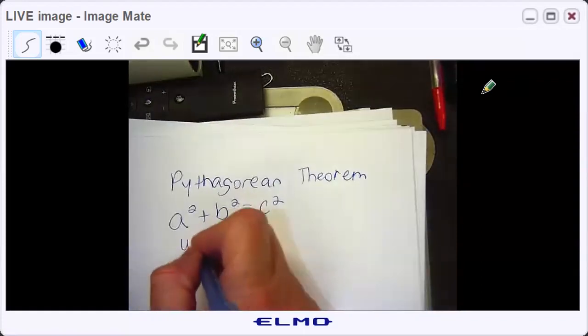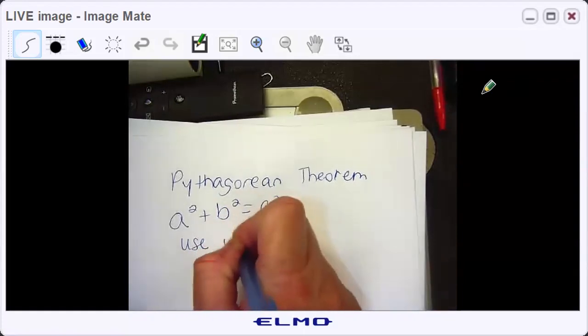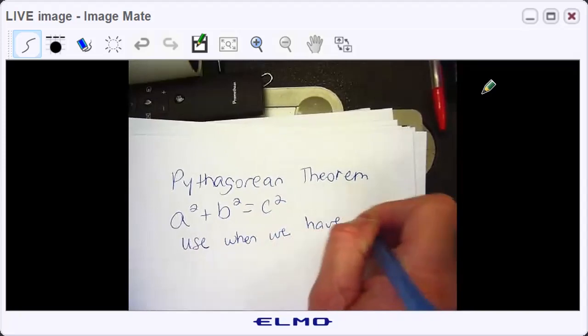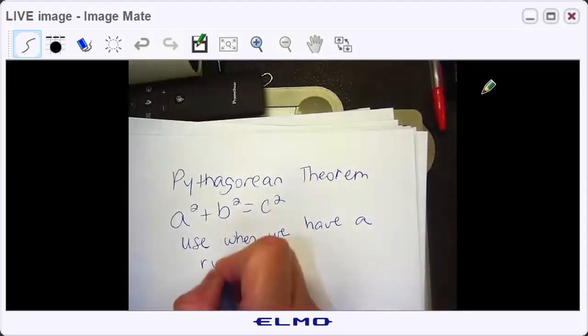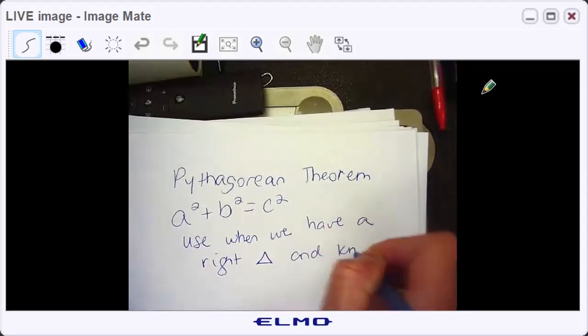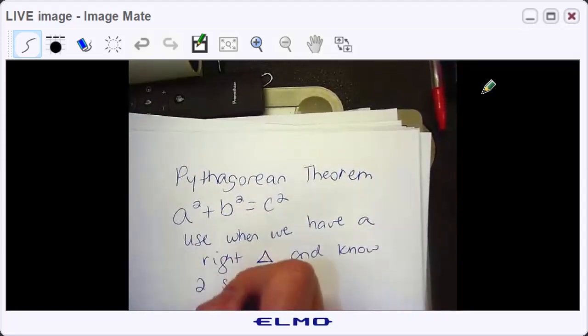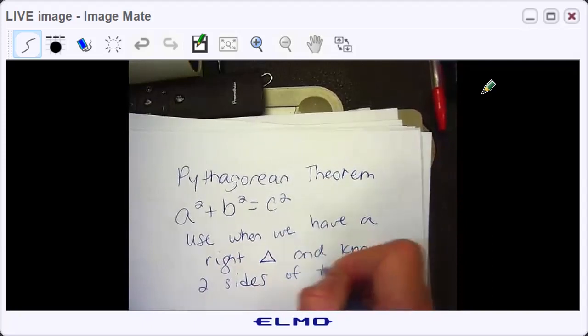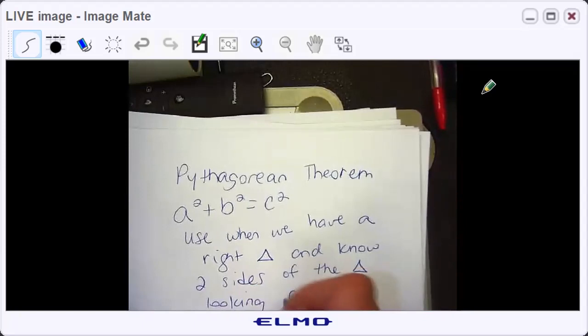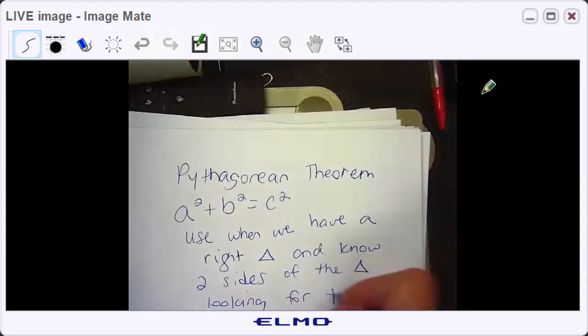So we use it typically when we have a right triangle and know two sides of the right triangle, and we're looking for the third. Now, there is one exception to this.